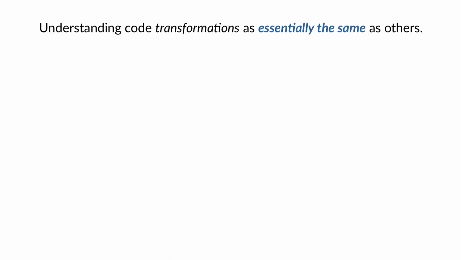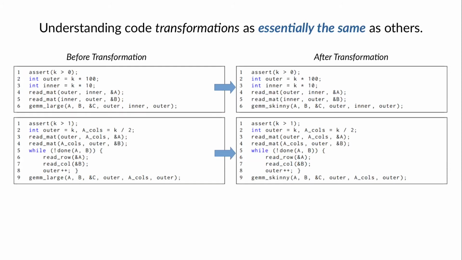We also make analogies between code transformations. For example, here we have two before and after code snippets, where we've changed calls to some method gemLarge to call a different method gemSkinny, perhaps as an optimization. We can form an analogy between these transformations, realizing that both of them do essentially the same thing. Change a method calling gemLarge into one calling gemSkinny.